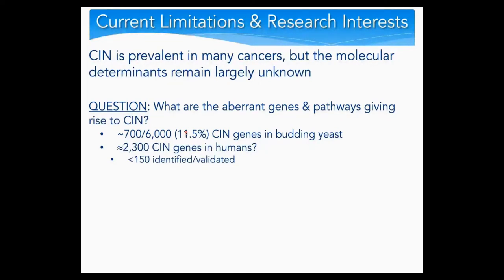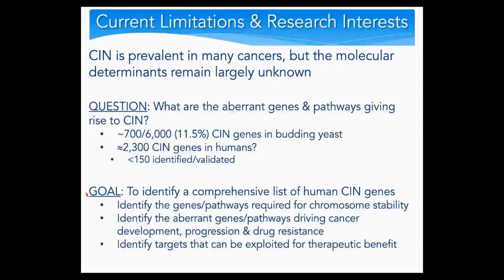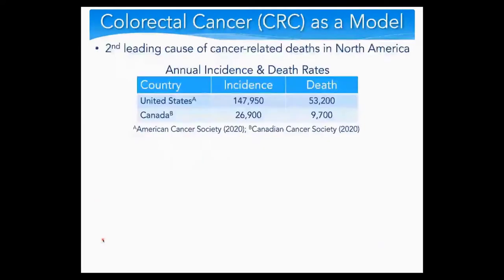Unfortunately, however, fewer than 150 CIN genes have actually been identified and validated in human context. So our goal is really to identify a comprehensive list of human CIN genes. Why? Well, simply this will identify the genes and pathways that are normally required to maintain chromosome stability under normal conditions. And secondly, it will give us insight into the aberrant genes and pathways that really drive cancer pathogenesis. And finally, we believe that by identifying those molecular origins of cancer, we can develop therapeutic approaches that exploit those origins for precision oncology benefit.